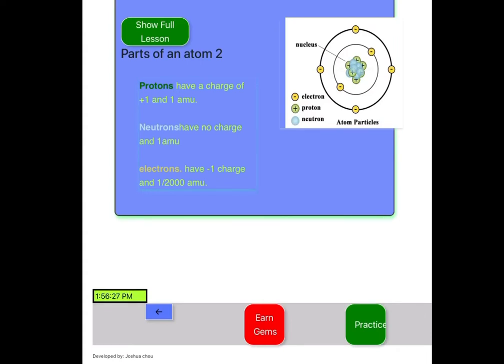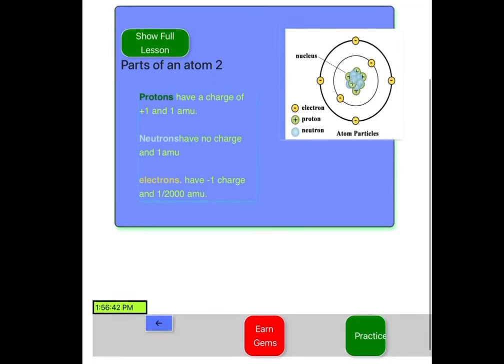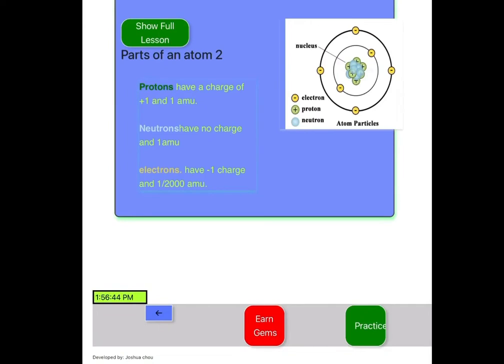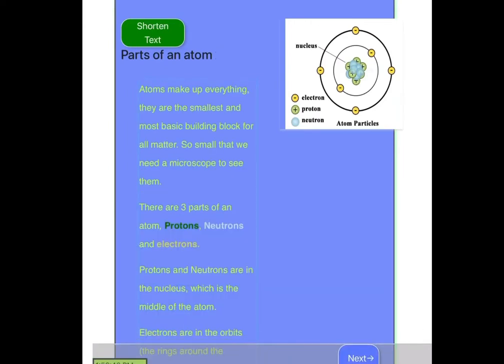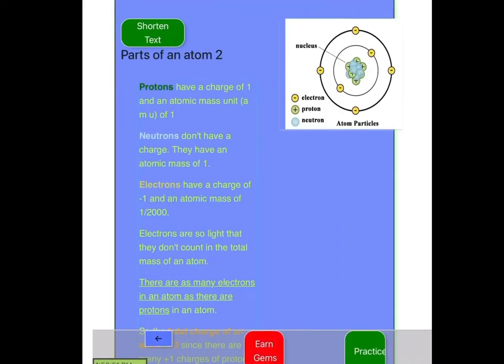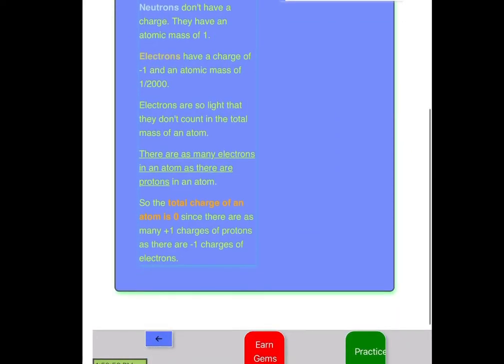And electrons have a charge of -1. And it's so small that it doesn't count towards the total weight of an atom. It only has a mass of 1 out of 2,000 atomic mass units. So if you want to go back to review, you can press the button at the bottom left corner. So once you're finished reviewing that, you can either practice or earn gems.